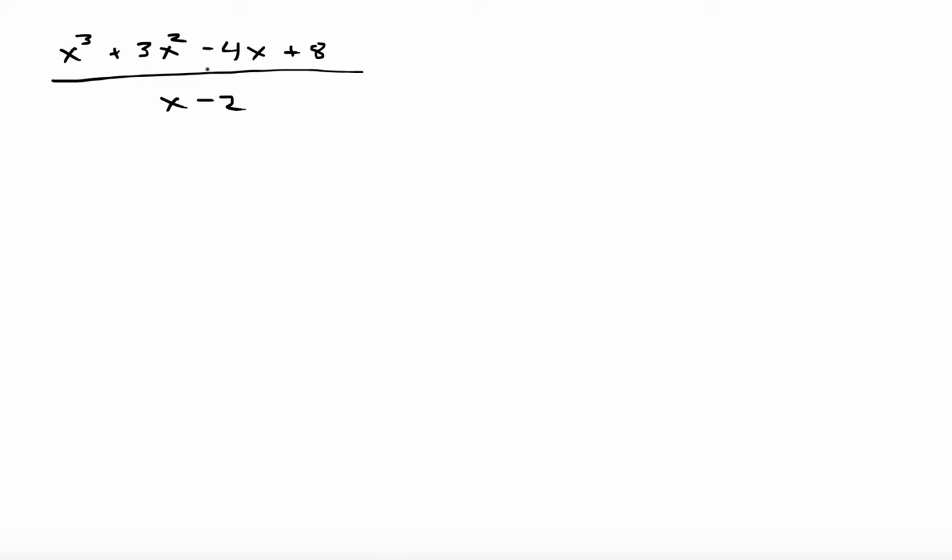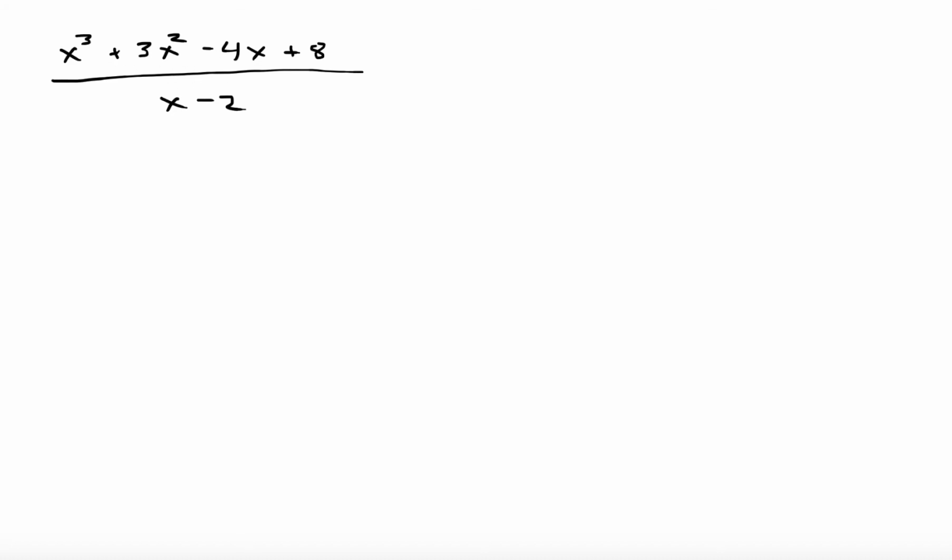So here we want to divide x cubed plus 3x squared minus 4x plus 8. That's the dividend, and we want to divide this by x minus 2. Now here we want to use synthetic division. Synthetic division is another way to divide instead of long division. The good thing about synthetic division is we don't have to deal with the x's, so we just deal with the numbers themselves.